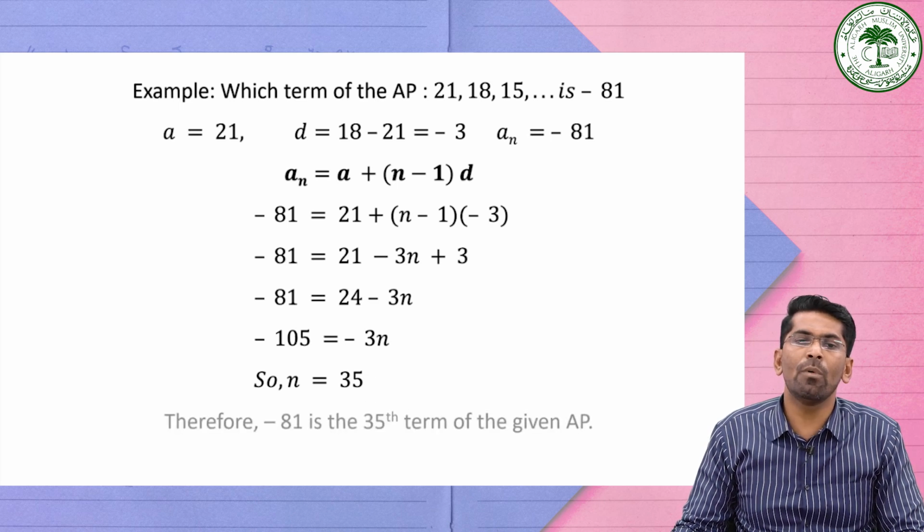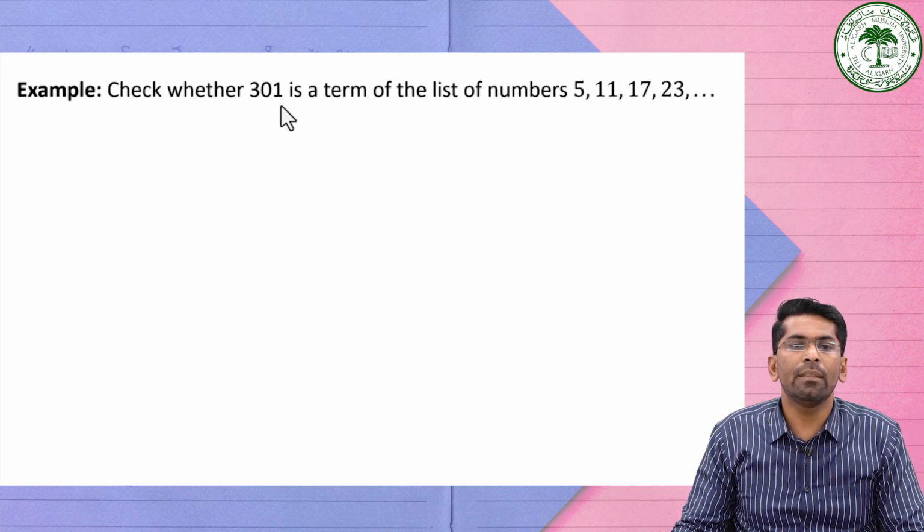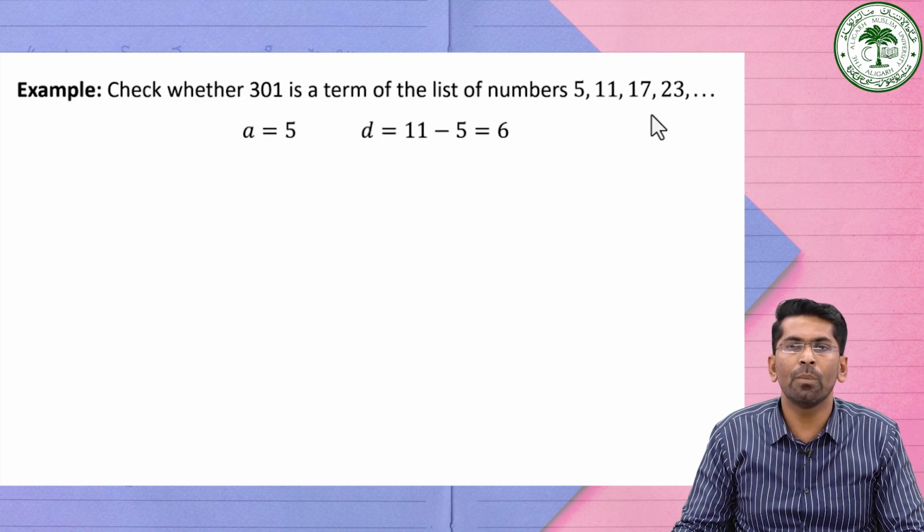Now consider another example. Check whether 301 is a term of the list of numbers starting from 5, 11, 17, 23. Here what we want to do is check whether this 301 is a member of this series or not. In this example, what is the information given? A is equal to 5. D is the difference, 11 minus 5, which is equal to 6.